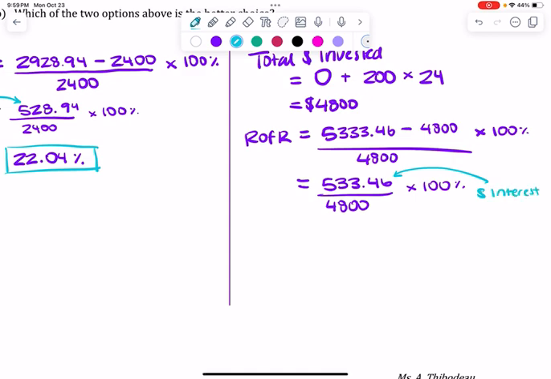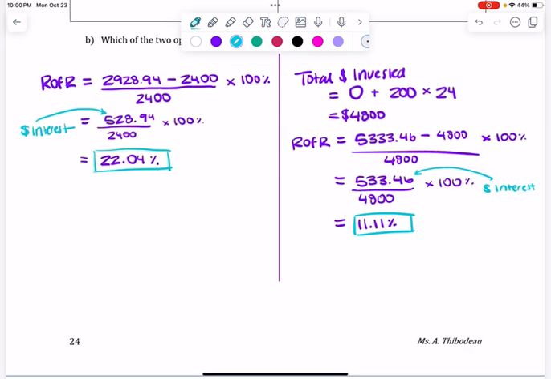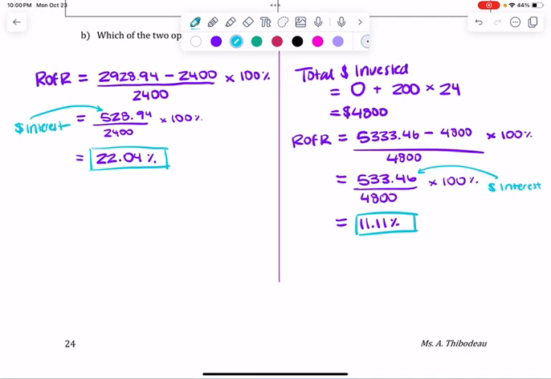So how much interest did I earn on that second investment, that second option? Well, I've earned $533.46 worth of interest. Of course, that's not what I'm looking for here. I'm looking for my rate of return. Plug that into my calculator. Round to 2 decimal places. Ensure I have my appropriate units, and I get 11.11%. Now that both investments are over the same 2-year period, I've calculated the rate of return for both.